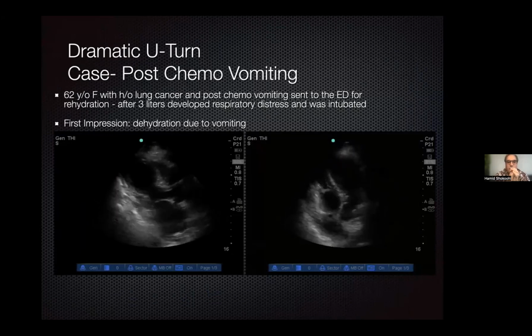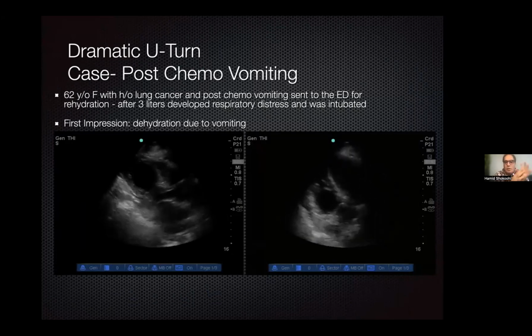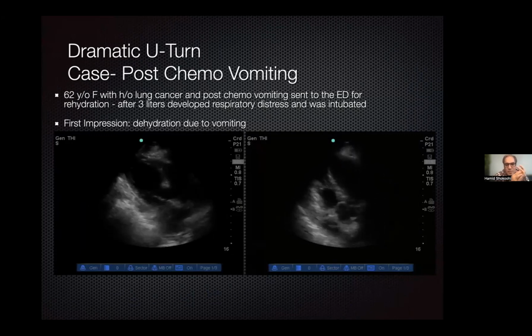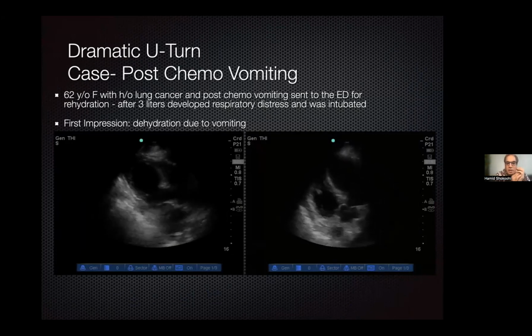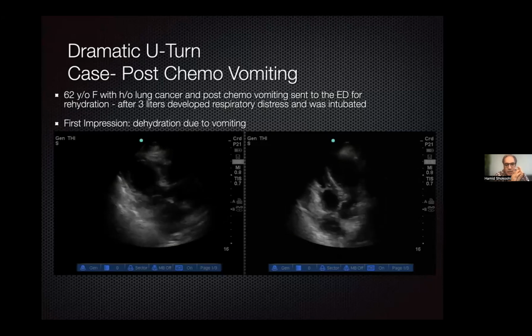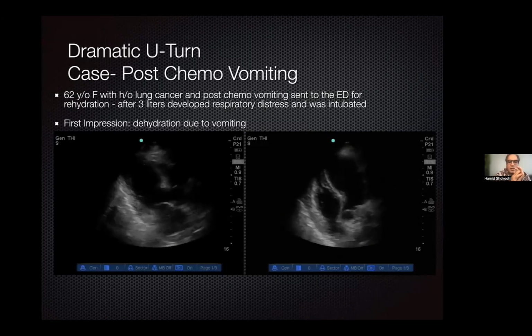I'm going to review a few cases with you. This is a case of a patient on chemo, with lung cancer, coming in hypotensive. What do you do when you're hypotensive with chemo? Diarrhea, vomiting. So we give him fluid. The patient got 3 liters of fluid, 62 years old, and went into respiratory distress, cannot breathe. O2 sat dropped significantly. And these are the pictures we see.